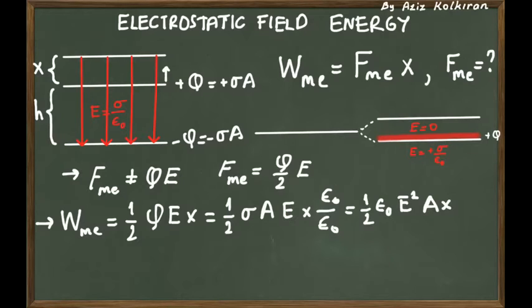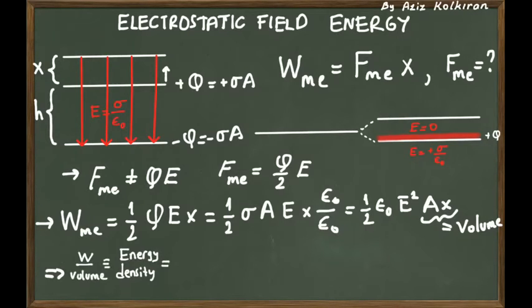So at the end we have 1/2 epsilon 0 E squared times A, the area of one of the plates, times X, where X is the distance that I move this upper plate. If you see this A times X as the volume, because A is the area of the plate and X is the height, then it is the volume of the region of space where I created the electric field, right? So this work divided by the volume can be expressed in terms of only the electric field: epsilon 0 E squared divided by 2.